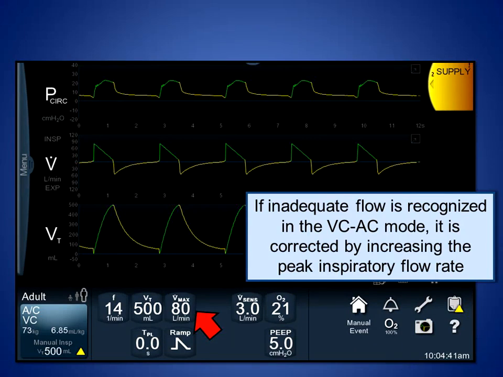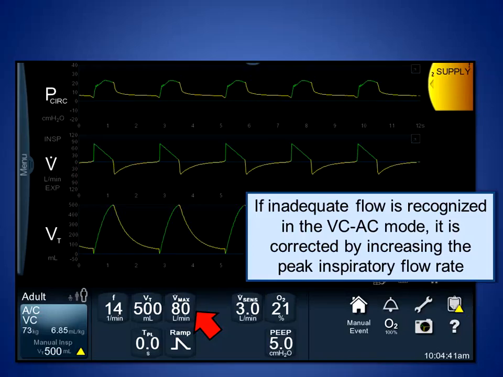If you happen to use a ventilator platform instead of a set flow in VCAC, it has a set TI. This is okay. You just decrease the TI on that particular platform. And if you decrease the time and try to get the same volume in a shorter period of time, the flow increases. So that's how you would correct that on that particular platform.